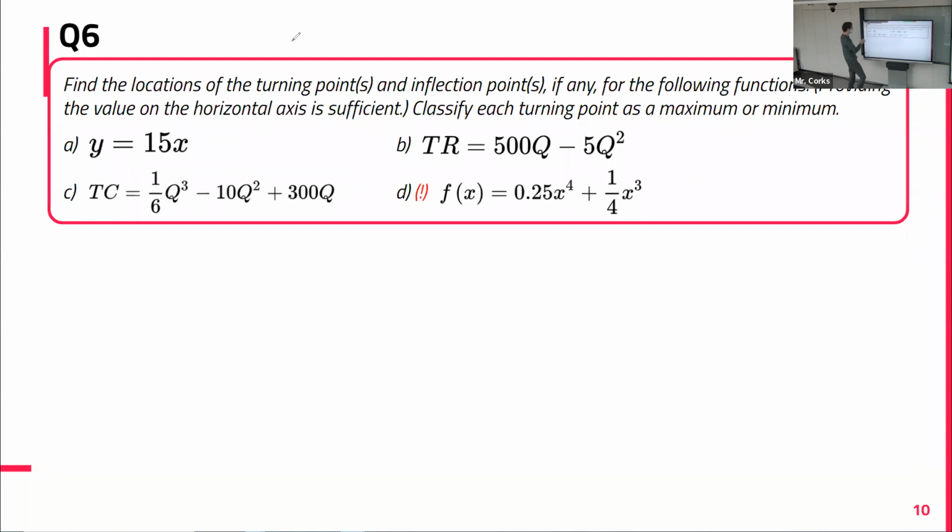Okay, let's start with C here. What do we think? How many turning points, how many inflection points? 2 turning points, 1 inflection point. Yes. Okay. All right. So let's remember what the types are here for inflection points.